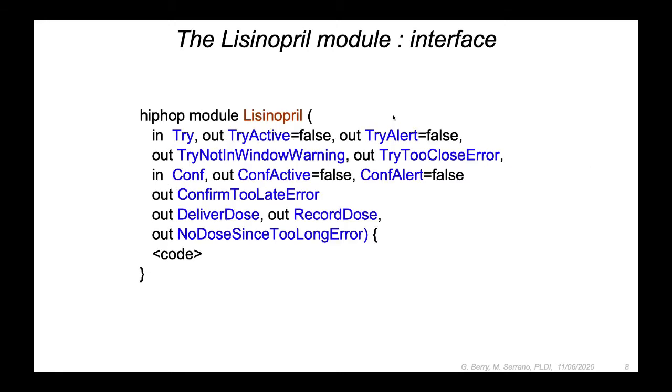We now turn to the Lisinopril module proper, starting with its interface. For try, we have one input, which is the button itself, and four outputs for the coloring and marking errors. For conf, the same, and then we have an output to deliver the dose and an output to record the dose, and the errors that say that it has been too long since the last dose.